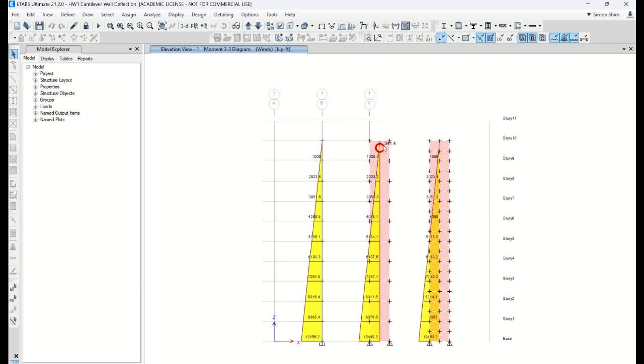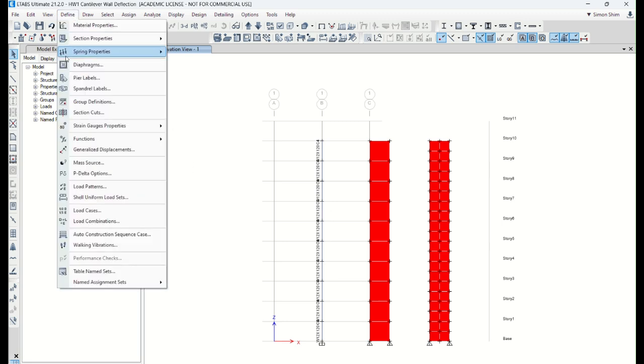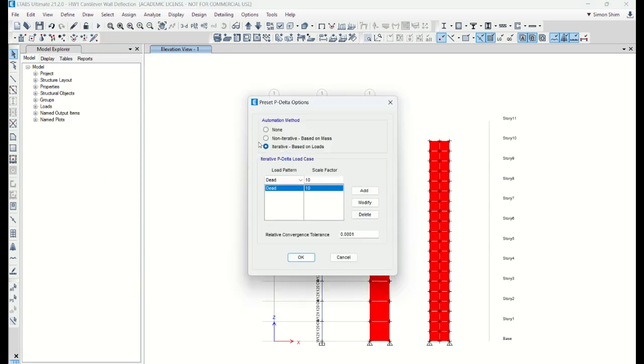The P delta effect is a second order effect under the deformed configuration based upon your horizontal forces. Your gravity effect will generate additional moment and shear. But the non-iterative method also uses some virtual equivalent lateral force based upon your mass distribution over the height. So you see that the shear force increases as well. Now I'm going to switch to the P delta iterative method.